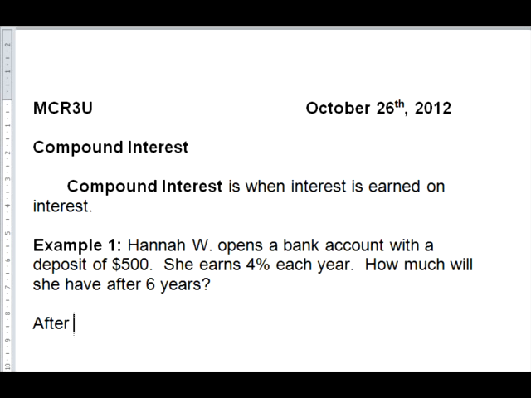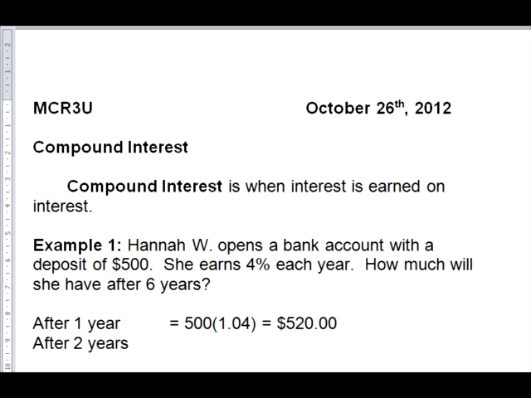So we're just sort of going to make a chart. So after 1 year, what's going to happen is she's going to have $500, and it's going to go up by 4%. And we're going to multiply that by 1.04. What they mean by why it's 1.04 is because the 1 is 100%, like that's the value that you originally had, and 4% interest on top of that. So that's just going to turn out to be $520. So after 1 year, Hannah will have $520.